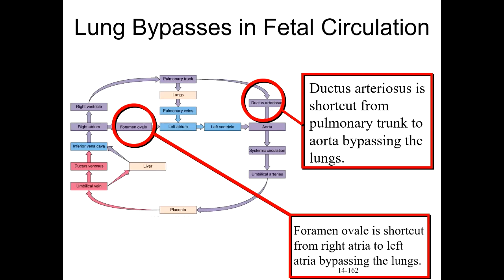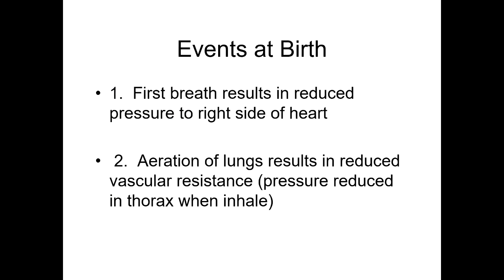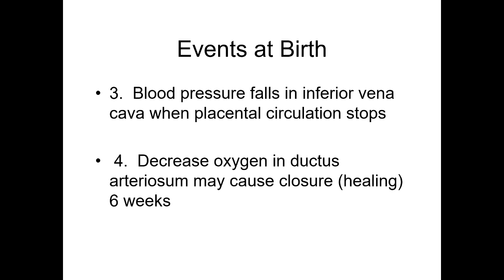As lungs begin to pump, the digestive system begins to work in ways that it did not when the baby was inside of the mother. And so that first breath results in reduced pressure to the right side of the heart. You get aeration of lungs. You immediately start making more of those alveolar cells that can perform that gas exchange. Pressure is reduced in the thorax when you inhale. Blood pressure falls in the inferior vena cava, and this decrease in oxygen may begin to cause closure of that ductus arteriosum and initiate closure of some of those other ducts that will become ligaments.